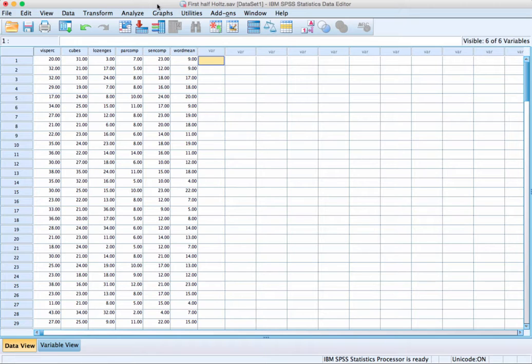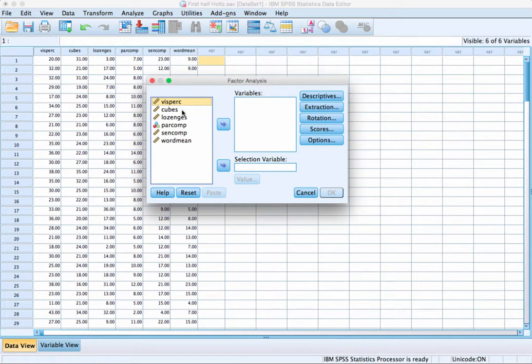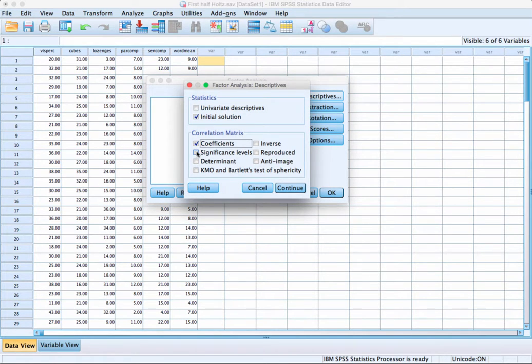in the population. So to do the exploratory analysis, we're going to go to Analyze, Dimension Reduction, and Factor. And then I'm going to click on the first variable and highlight them all, holding down the Shift key and moving them into the variables box. And then I'll click on Descriptives, and I want the correlation coefficients, the determinant, the KMO, and reproduced. I could obviously select more, but these are the main ones that I want to look at for this example.